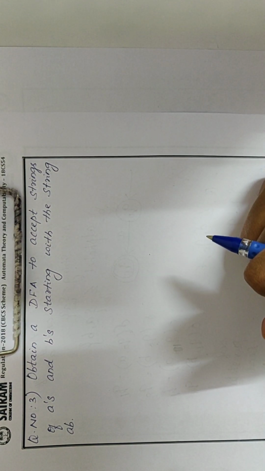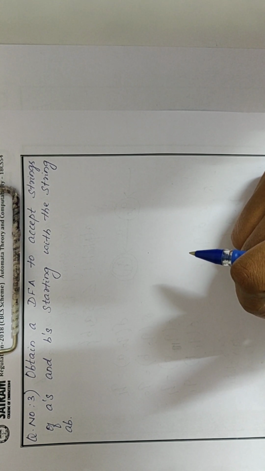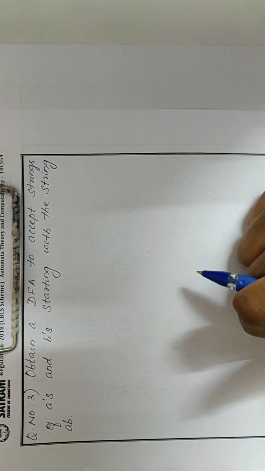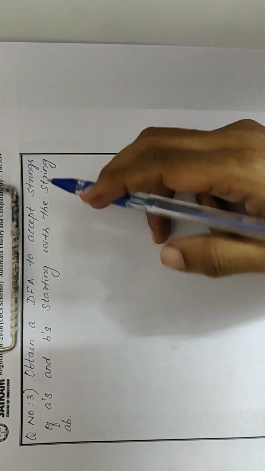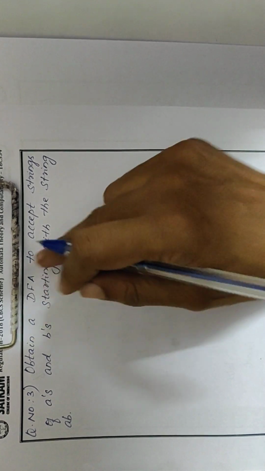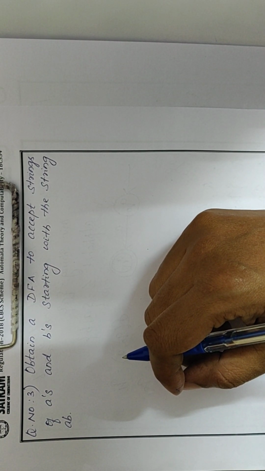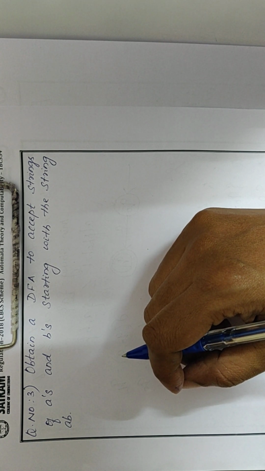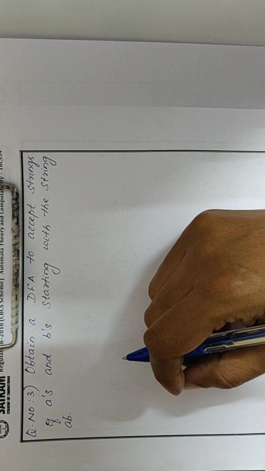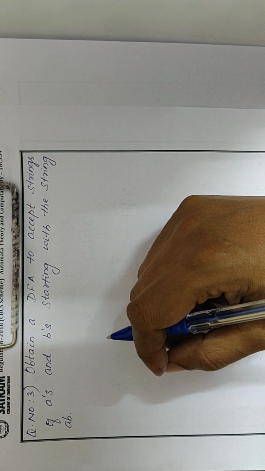Hi students, in this video we'll discuss the third sum in designing a DFA. I have written the question: obtain a DFA to accept strings of A's and B's starting with a string AB. As I said in the previous two videos, my first step is to identify the type, whether it is pattern recognition, a divisible by K problem, or a mod K problem.